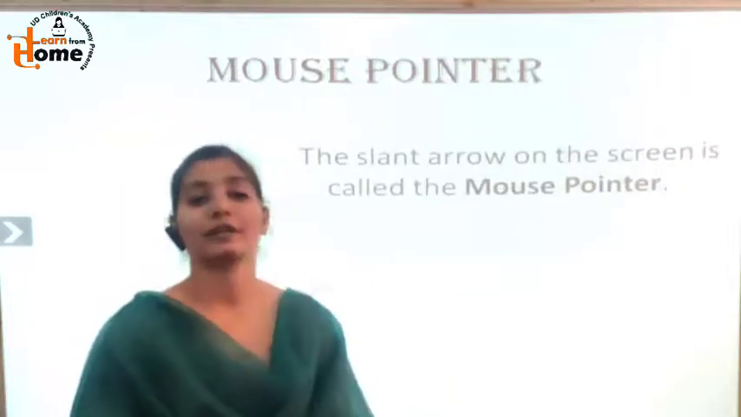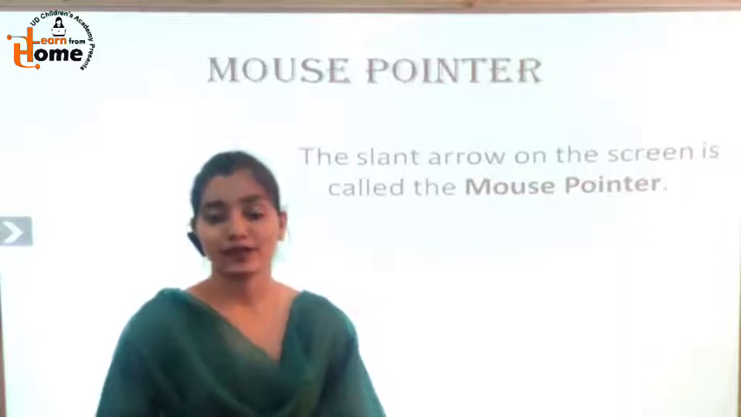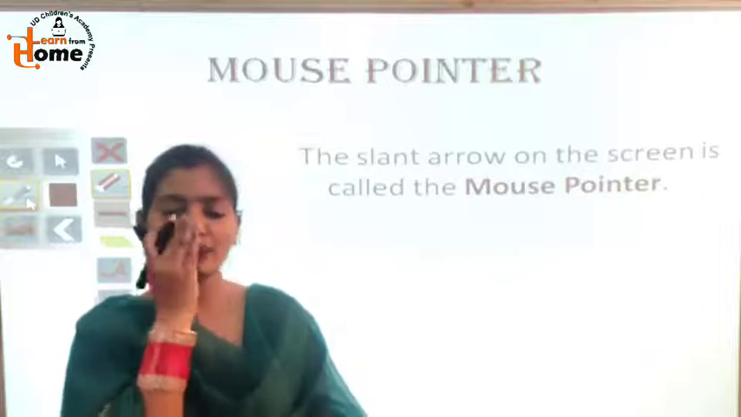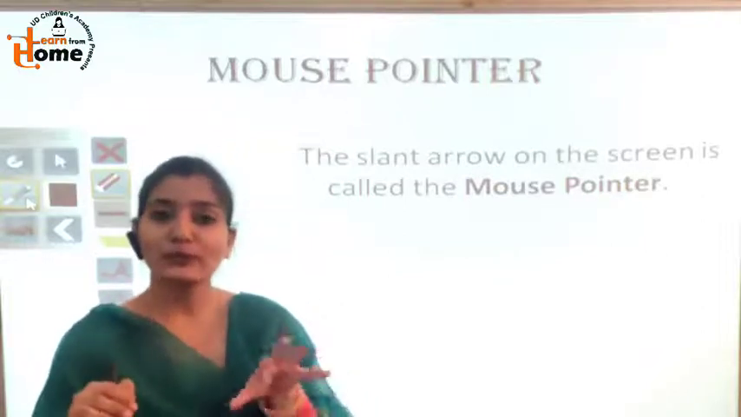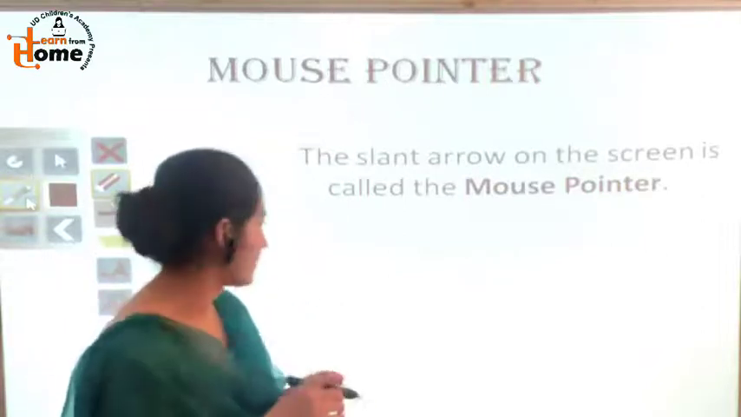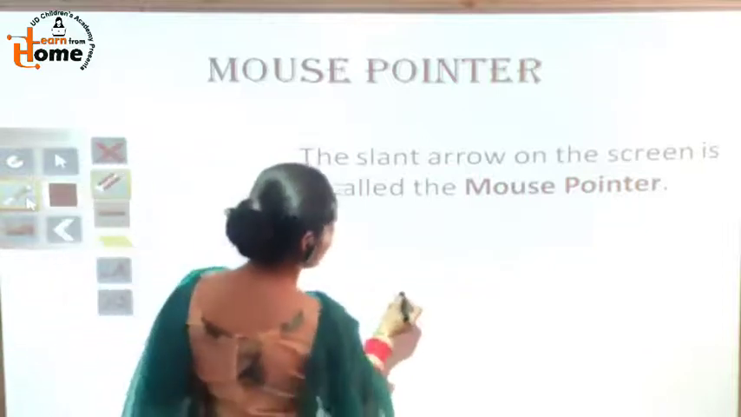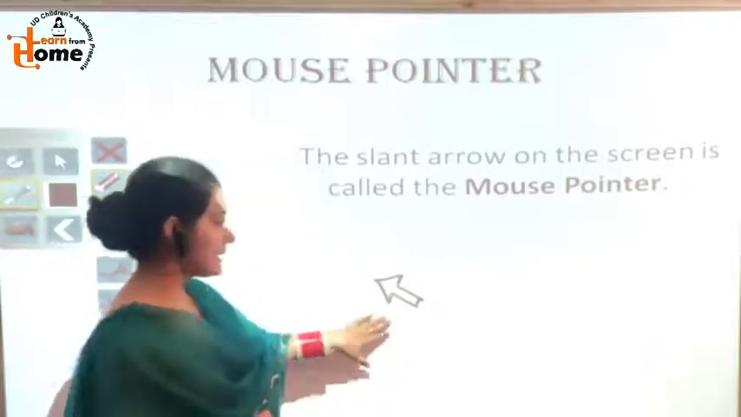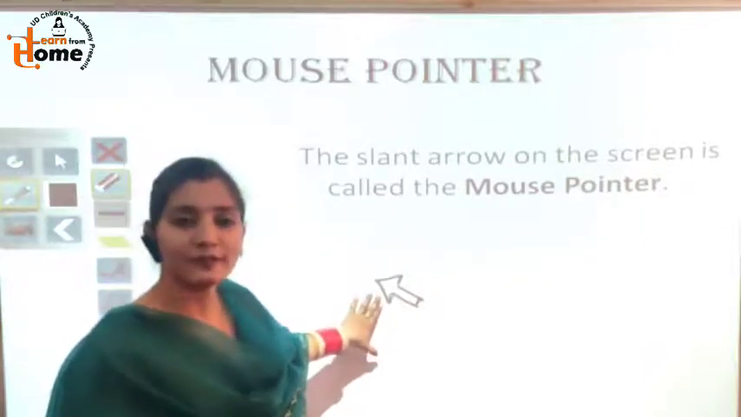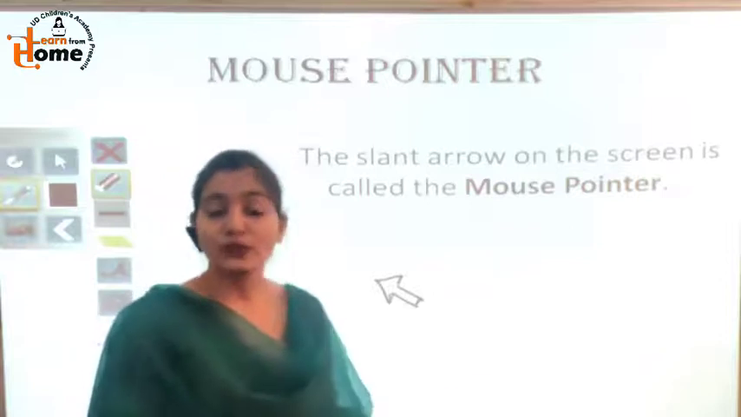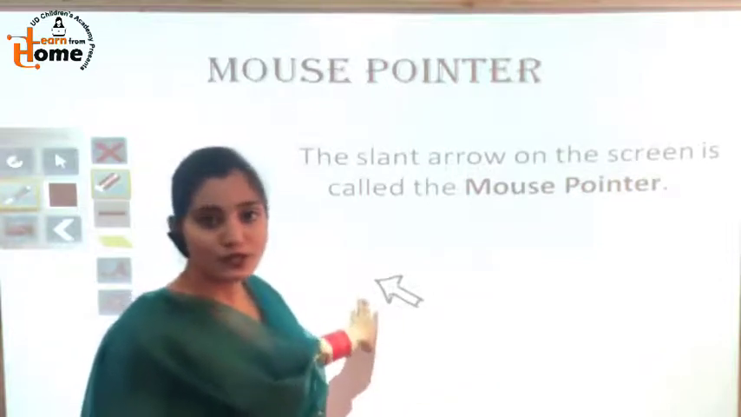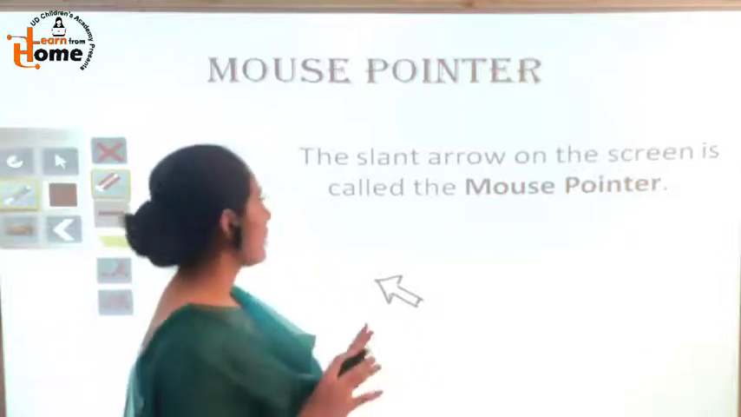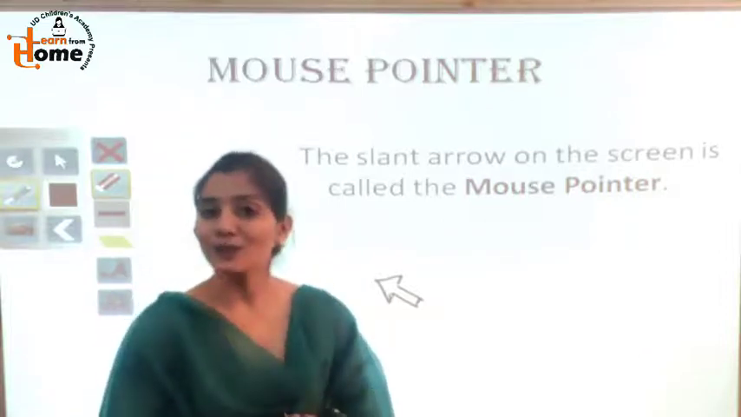Next, the mouse pointer. What is the mouse pointer? Have you ever seen a slant arrow on the computer that points at things? When you move the mouse, that arrow also moves. That arrow is like this. Have you seen this slant arrow on the monitor? And when you move your mouse, this slant arrow also moves. So this is the mouse pointer, okay? A slant arrow on the screen is called the mouse pointer.